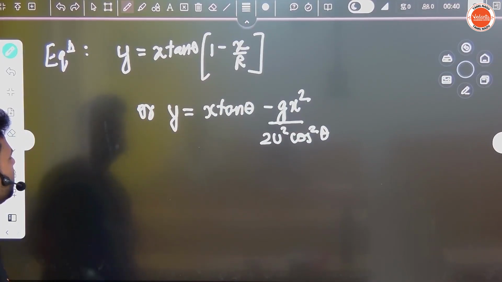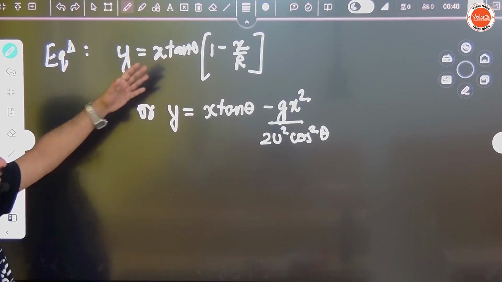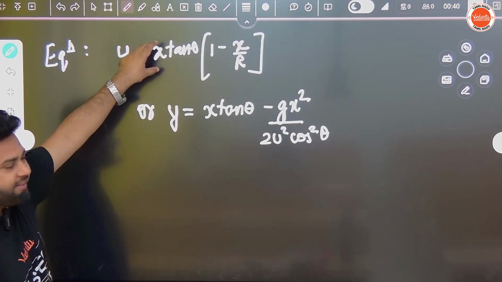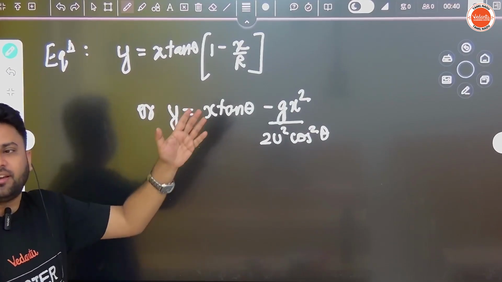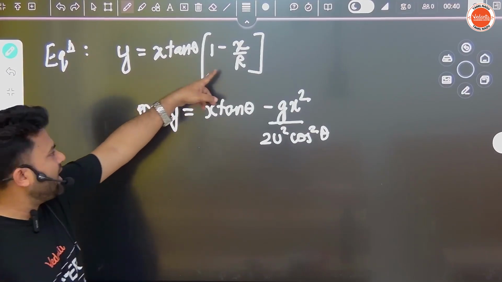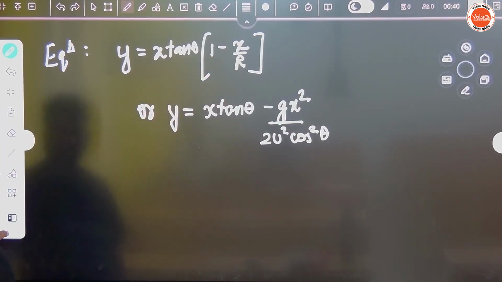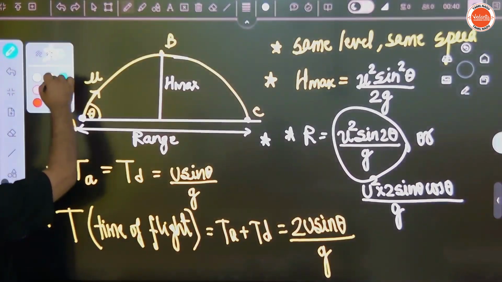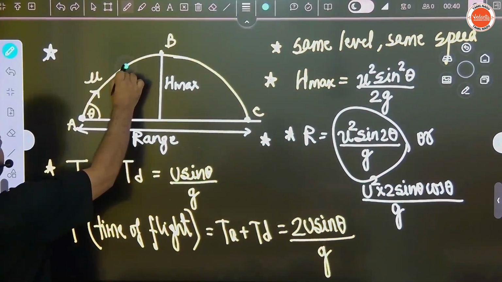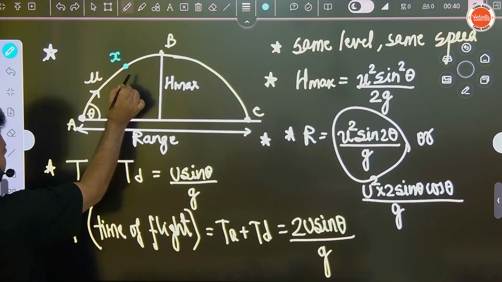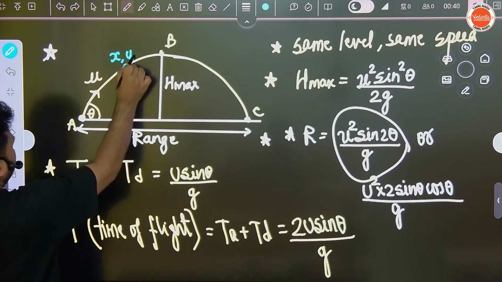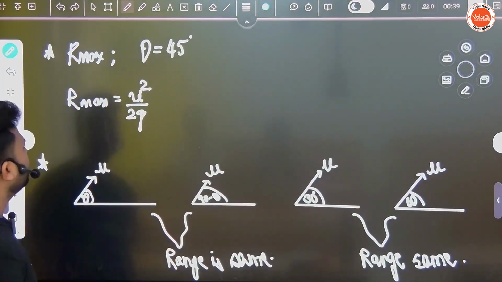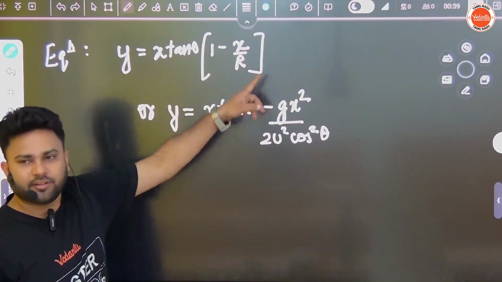Okay. What are these things? x coordinate, y coordinate. y is the y coordinate, x is the x coordinate. Theta is the angle at which you throw the ball. R is range. See, every point must have some x coordinate and some y coordinate, like for example this point. So these 2 coordinates will satisfy this equation. Okay.